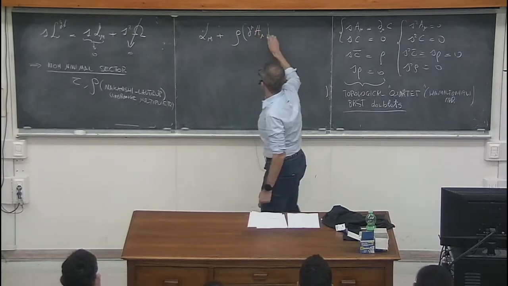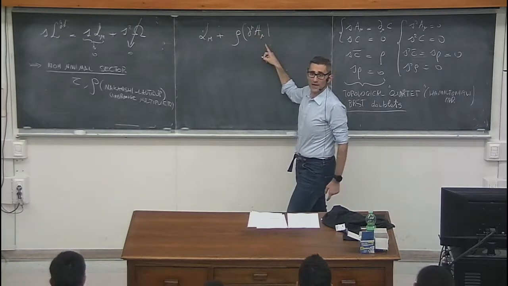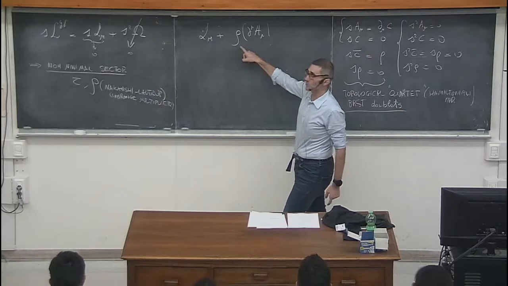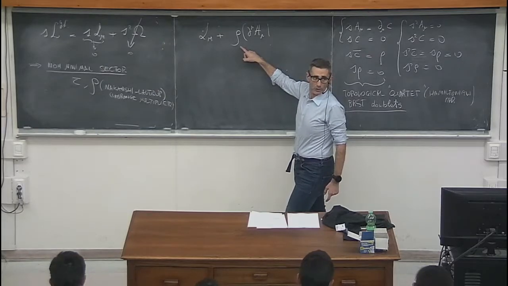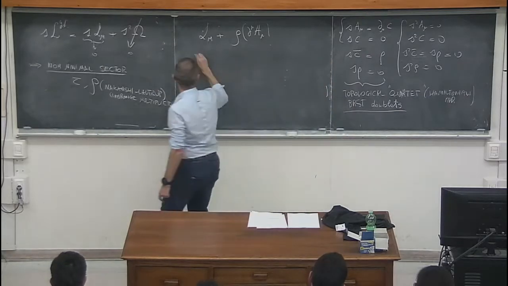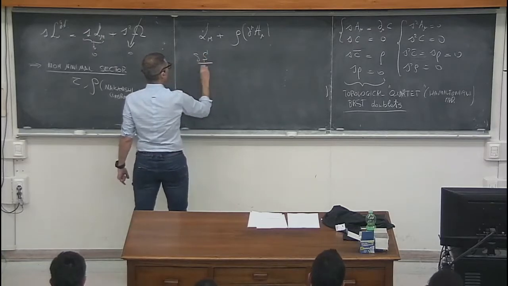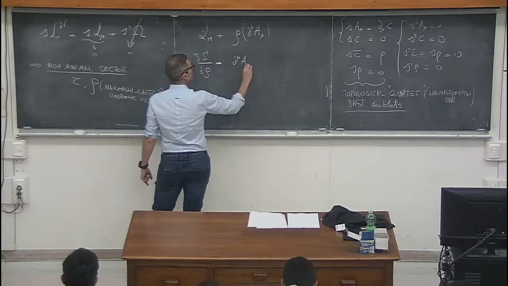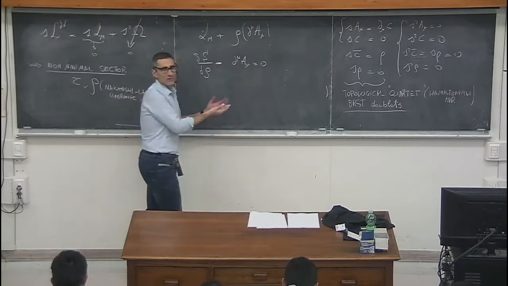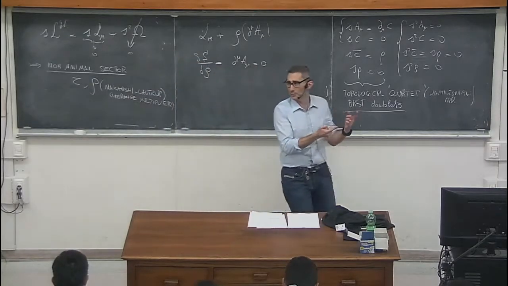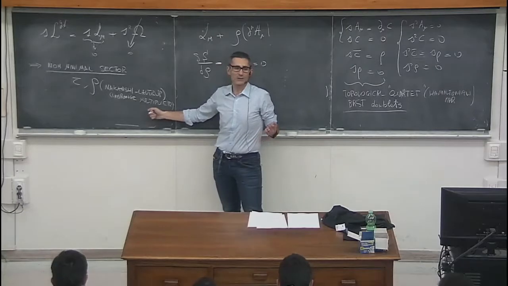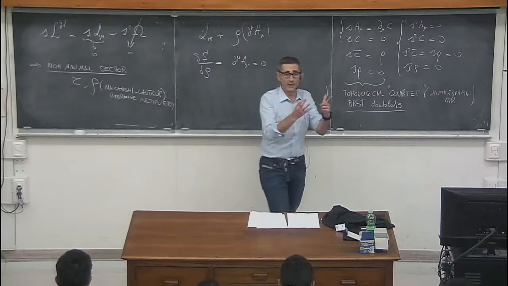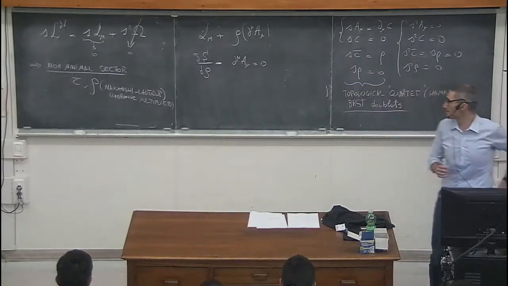Now, if you calculate the equation of motion for this action, the variation of the action with respect to rho is just d mu A mu equal to 0. So just the equation of motion for the Lagrange multiplier. This is the reason why this rho is a truly Lagrange multiplier, okay?